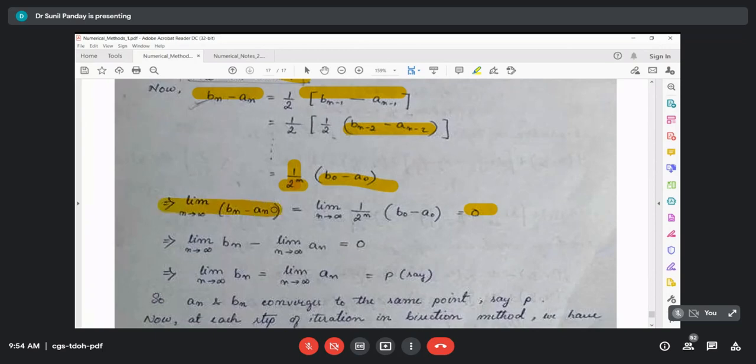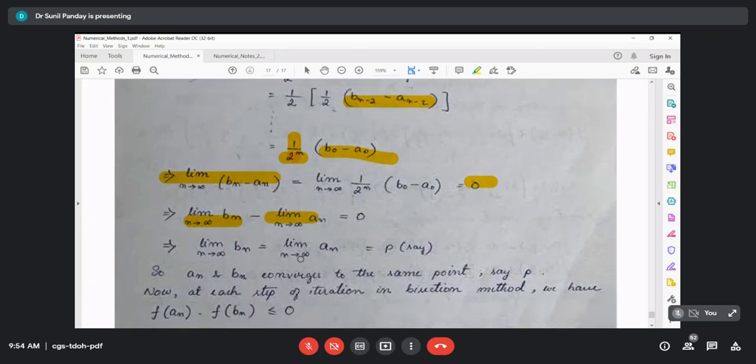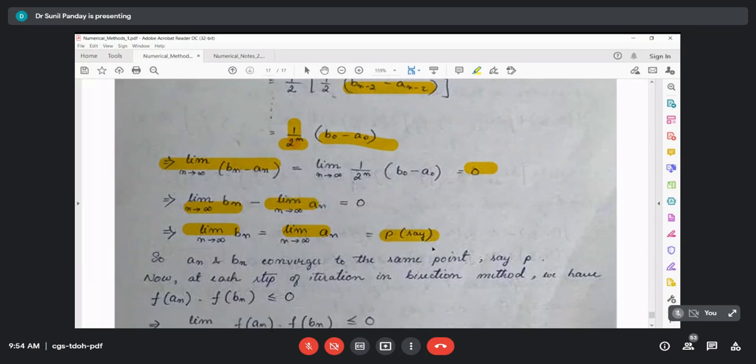So here we have the limit as n tends to infinity of b_n minus a_n equals 0. Then we split this limit into the limits of b_n and a_n. Because there is a minus sign and the result is 0, we take one to the other side, and they are equal, and we call this common value p.